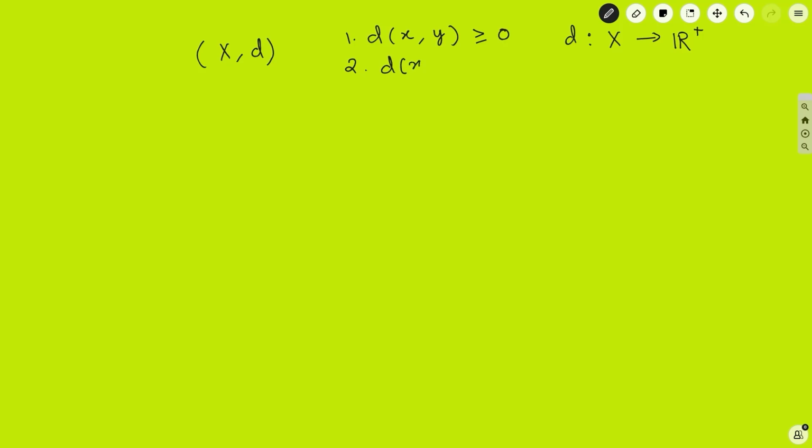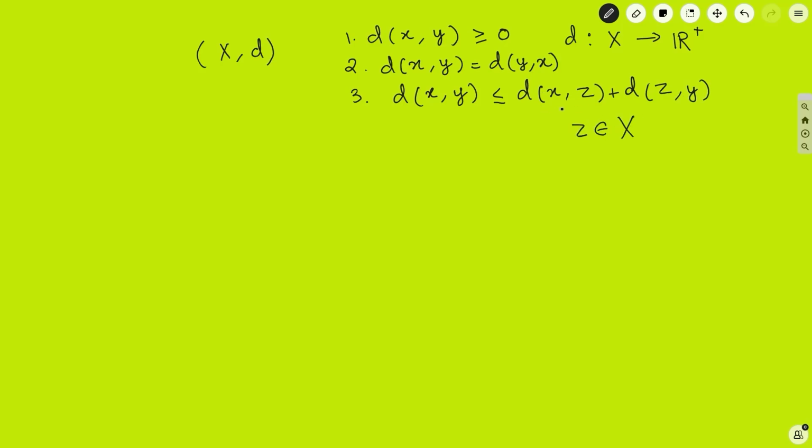So that means distance of xy should be equal to distance of yx. So it doesn't matter how you calculate the distance. If you calculate distance from x to y or distance from y to x, it's the same thing, right? And the third property is the triangle inequality. So when you have distance of xy, it's less than or equal to distance of xz plus distance of zy. So z is any other point in the space X, right? So this is the triangle inequality.